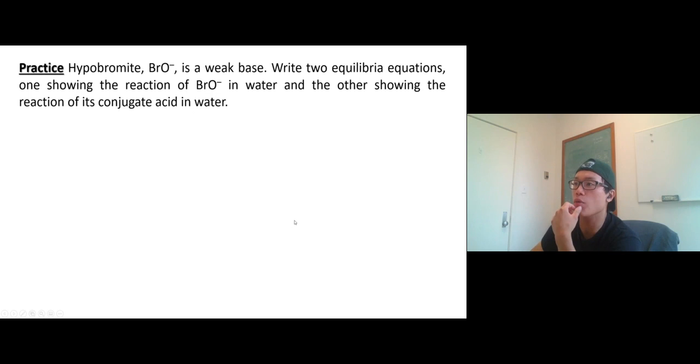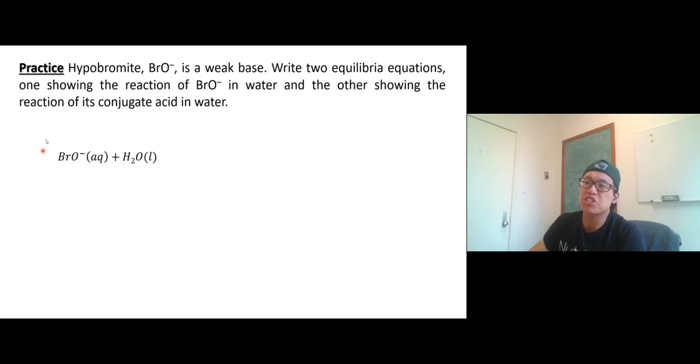Okay. One more time. So hypobromite, BrO minus, is a weak base. Write two equilibrium equations. One showing the reaction of hypobromite in water, and the other one showing the reaction of its conjugate acid in water. Okay. Start with hypobromite with water. It's a base, right? You say it's a base, so this guy is going to accept a proton.